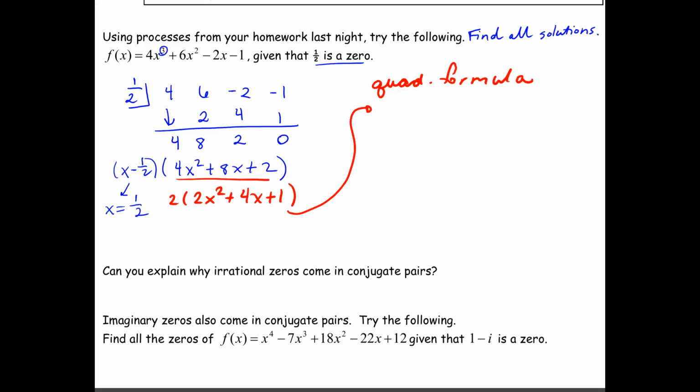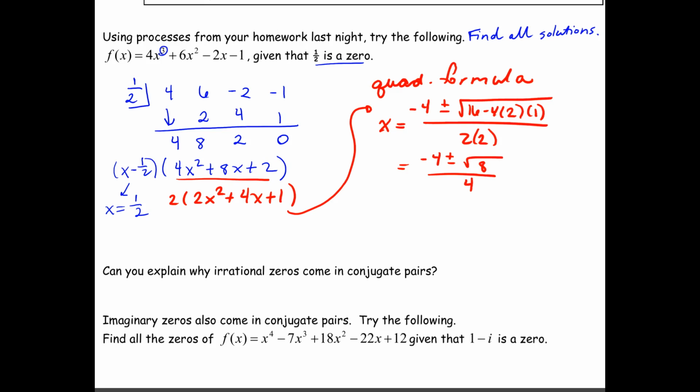and that would give me x is equal to the opposite of b, so -4 plus or minus square root of b squared. What's b squared? 16, good. Minus 4 times a, which is 2, times c, which is 1, all over 2 times the value of a, which is 2. So that would bring me -4 plus or minus square root of 16 minus 8, which would give me 8, all over 4. Can that be simplified?